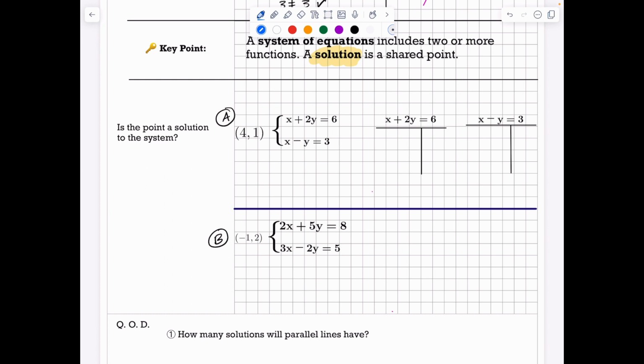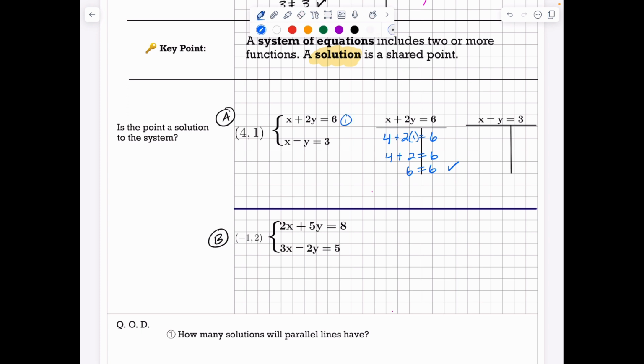The t-charts are already built for this first one, so I just plug stuff in. So for the x coordinate, I'm plugging in 4. And for the y coordinate, I'm plugging in 1. Does that equal 6? Well, I've got 4 plus 2. Of course, that equals 6. So yes, 4 comma 1 is a solution for the first line here.